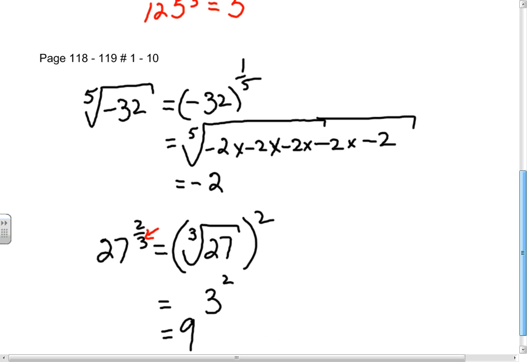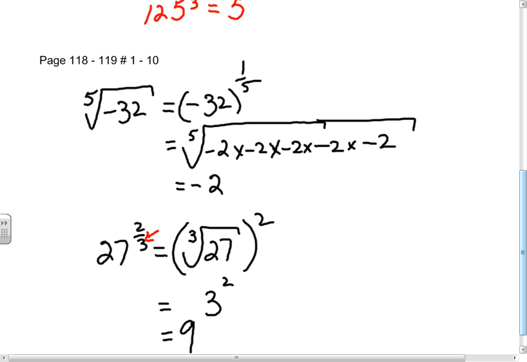So homework just slid by on us: page 118 to 119, number 1 to 10, solving with radicals.